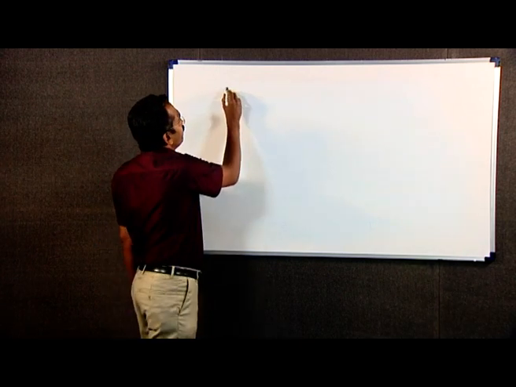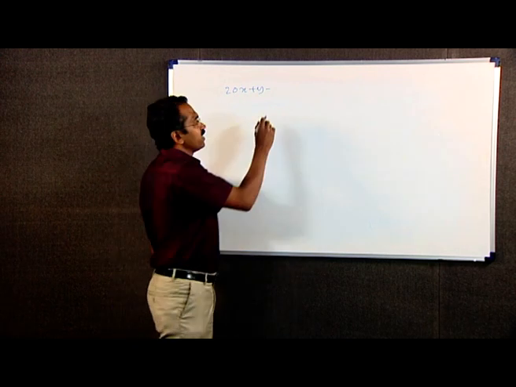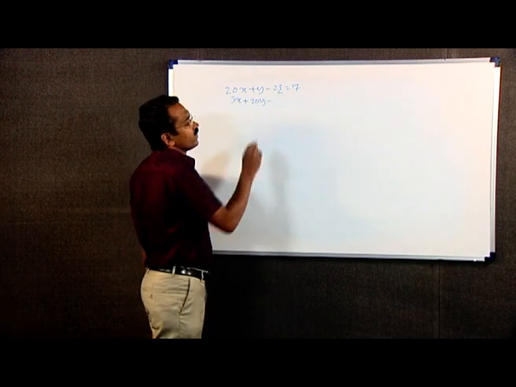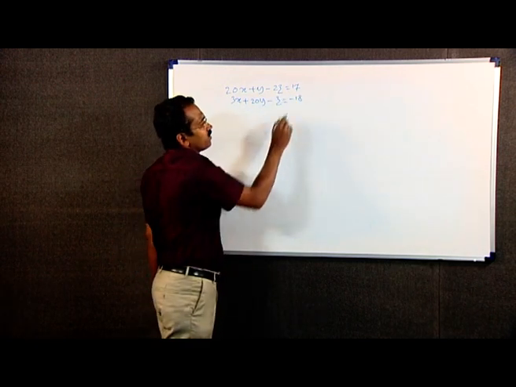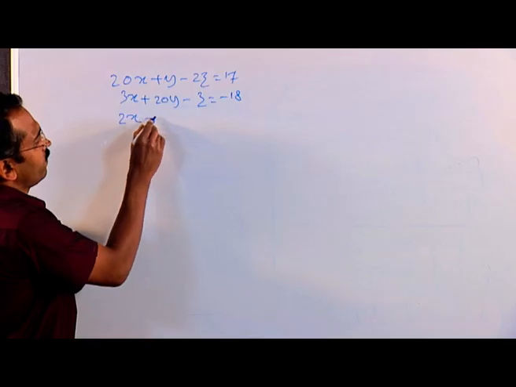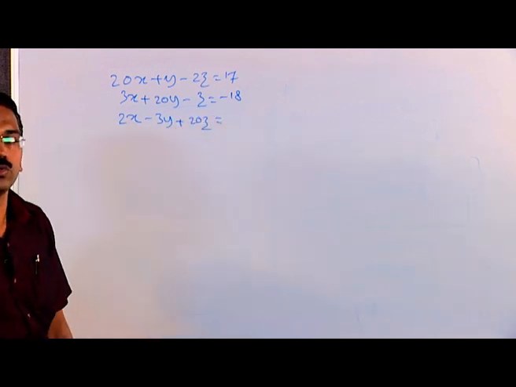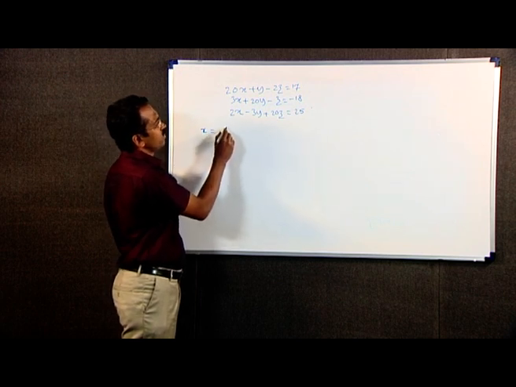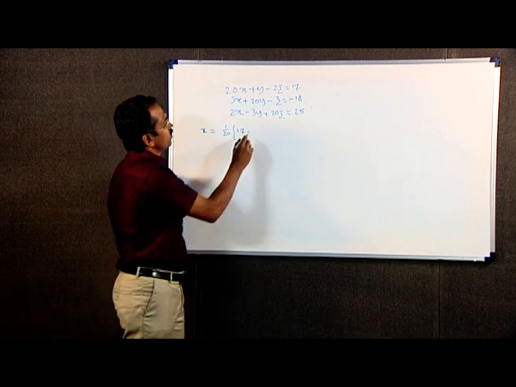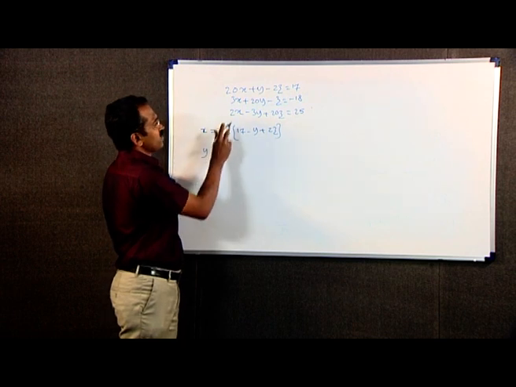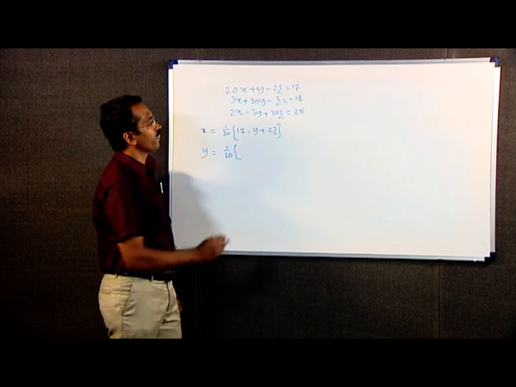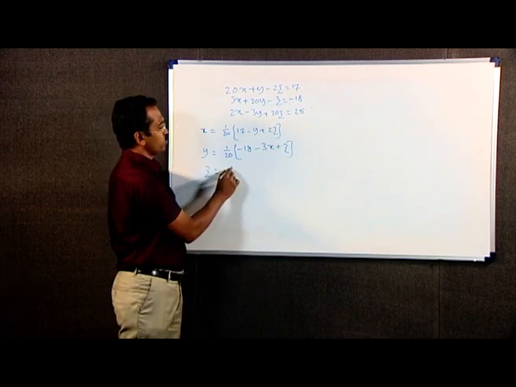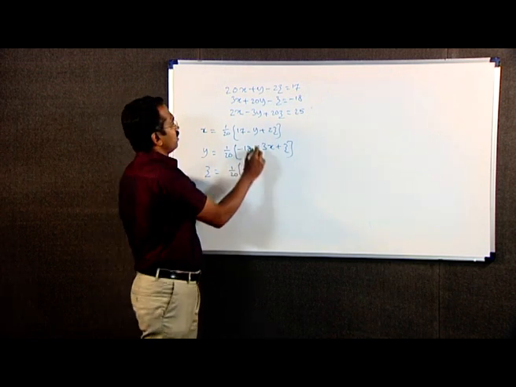Solve the system 20x plus y minus 2z equal to 17, 3x plus 20y minus z is equal to minus 18, and 2x minus 3y plus 20z is equal to 25. From the first equation, we can write x is equal to 1 by 20 into 17 minus y plus 2z. From the second equation, y is equal to 1 by 20 into minus 18 minus 3x plus z, and from the third equation, z is equal to 1 by 20 into 25 minus 2x plus 3y.